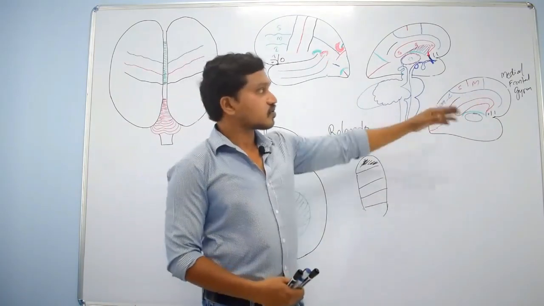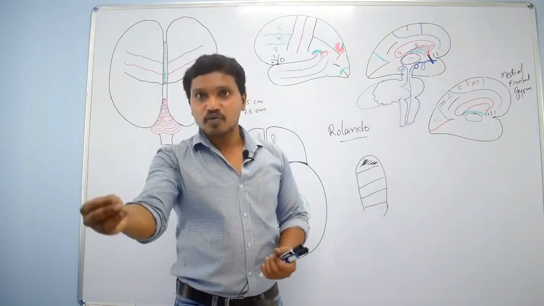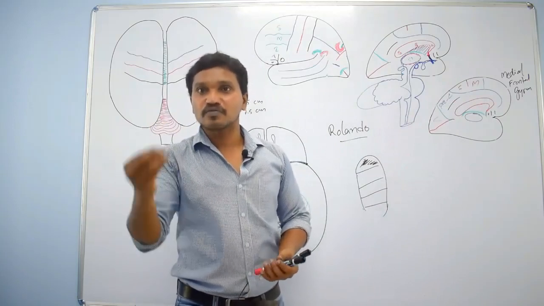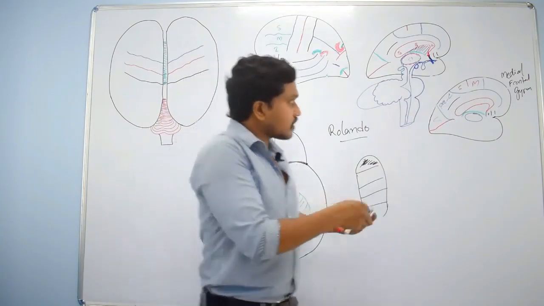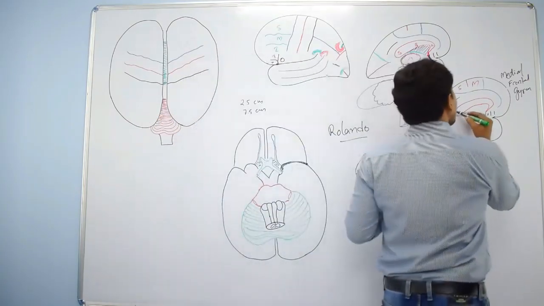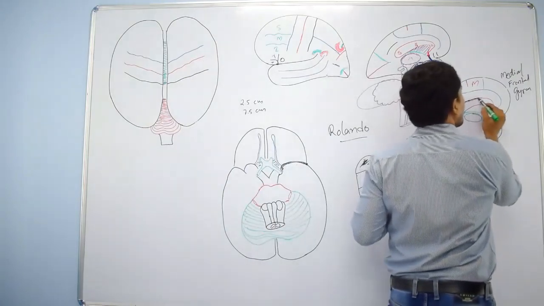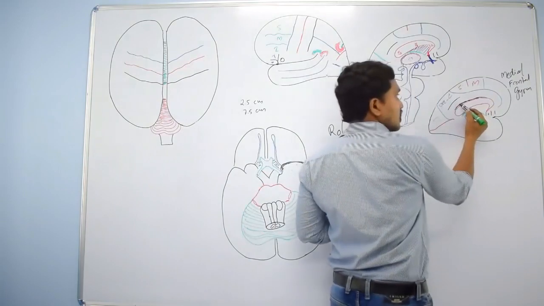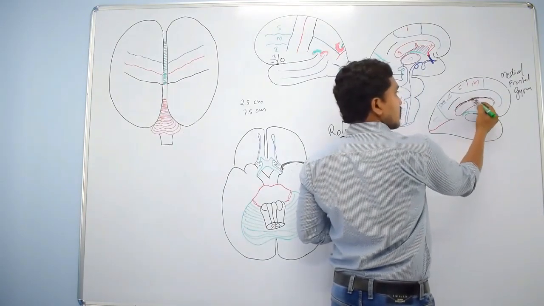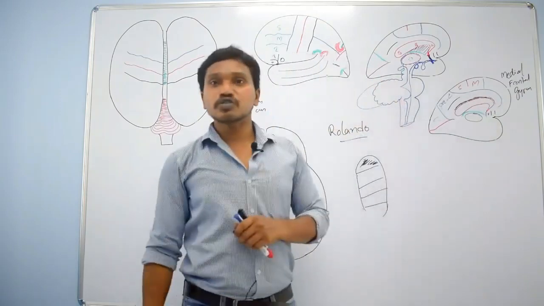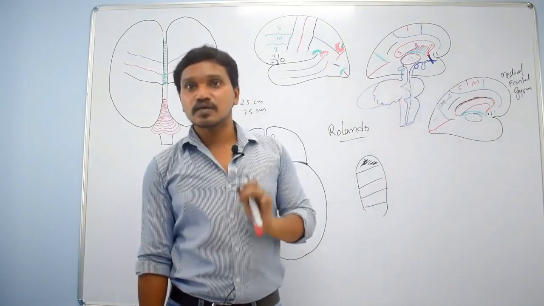So that is about the medial surface. If you want to read further and know more details, there is one grey matter present above the corpus callosum. This grey matter we call Indusium griseum.